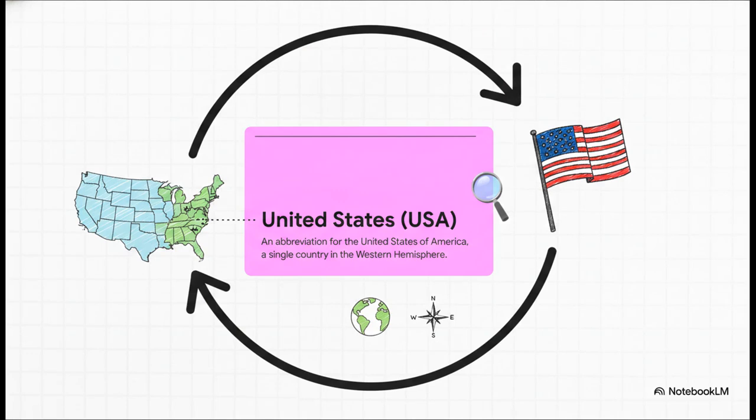Okay, so the United States, or the USA, is quite simply just an abbreviation. It literally stands for the United States of America. We're talking about a single, very specific country located right over in the Western Hemisphere. It's just one nation. It's got its own distinct borders, its own government, its own unique history. When you look at a globe, this is a clearly defined political entity. So just keep that singular, bounded footprint in mind because we're going to expand our view.